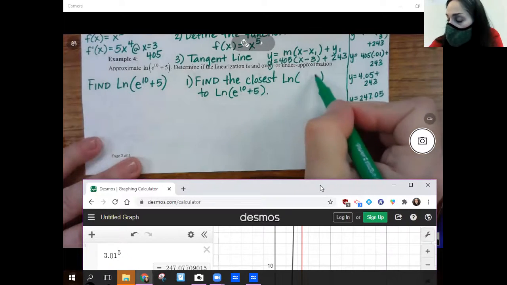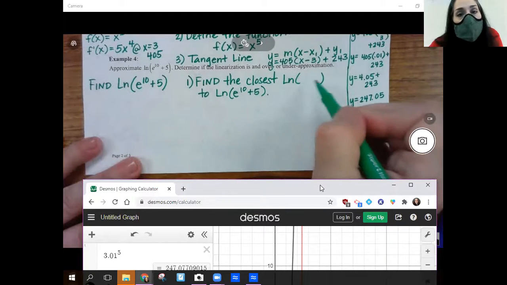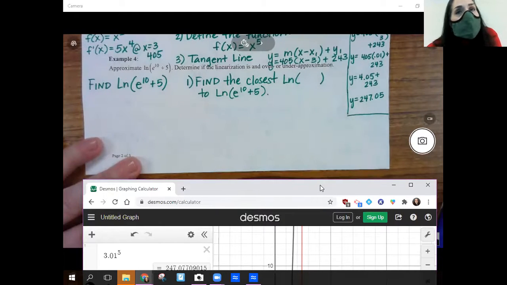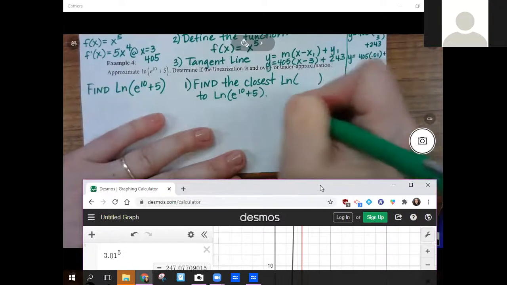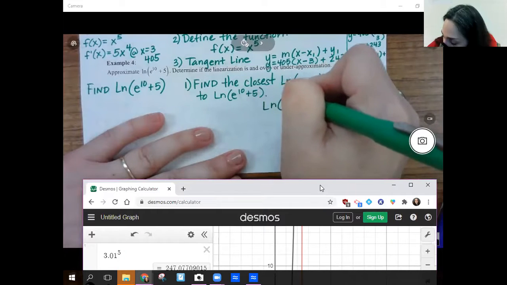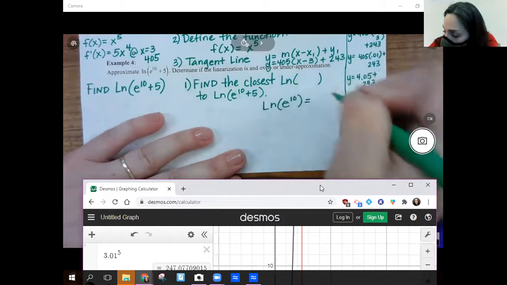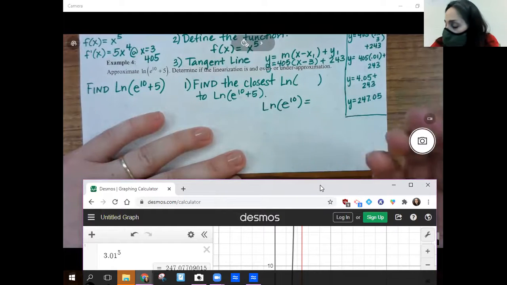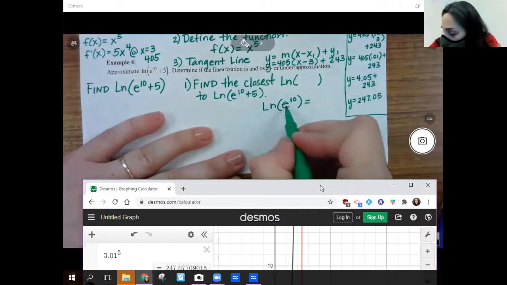What could I put in here that I could totally just do in like 2 seconds and get a whole number? And it would be really close to this number. E to the 10th. Yeah, e to the 10th, sure. So the closest thing would be just e to the 10th. And what is the natural log of e to the 10th? 10, yeah, these things cancel each other out.